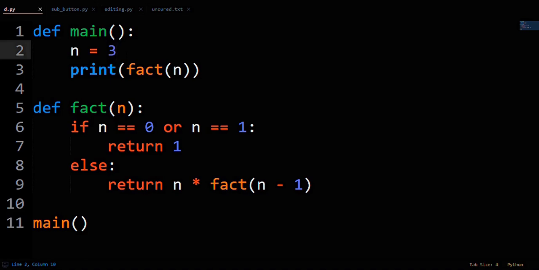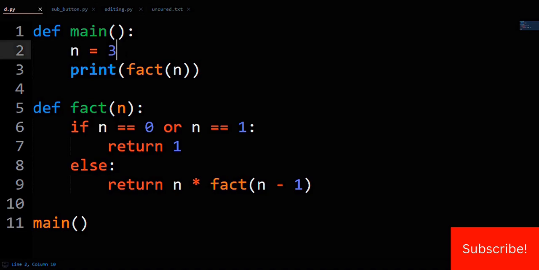Once 2 factorial is calculated, that value is given back to the 3 factorial calculation, which is still on the stack, and 3 times 2 is calculated to be 6, meaning 3 factorial is 6.